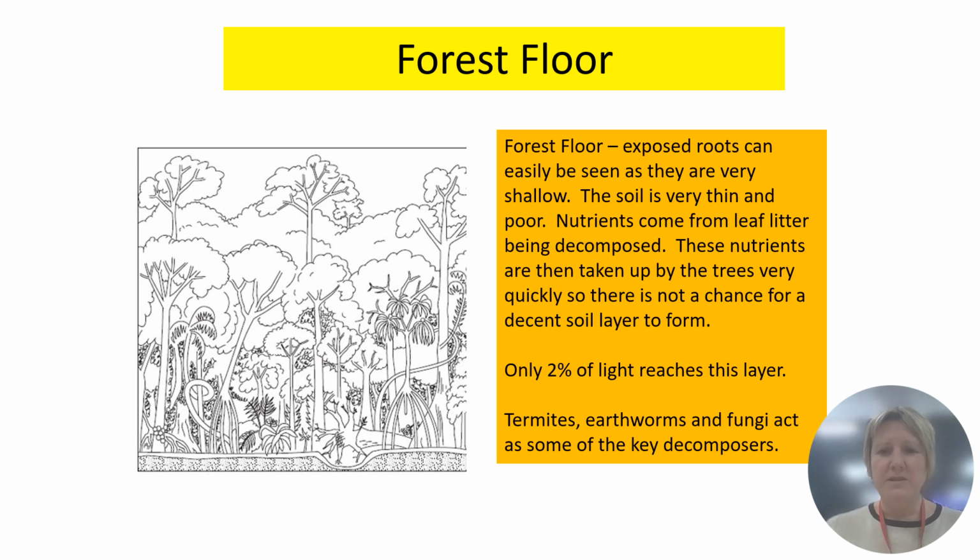Also, nutrients come mainly from the leaf litter being decomposed very, very rapidly, and they're taken up really quickly. So, like I say, it doesn't really give a chance for the soil to form. The sorts of animals that you'll find here are termites, earthworms, and fungi that are acting as the decomposers. But as I mentioned on a previous slide, it's very, very dark, with very little light.